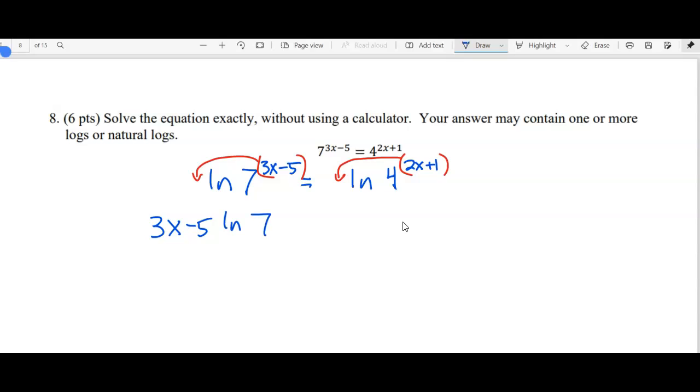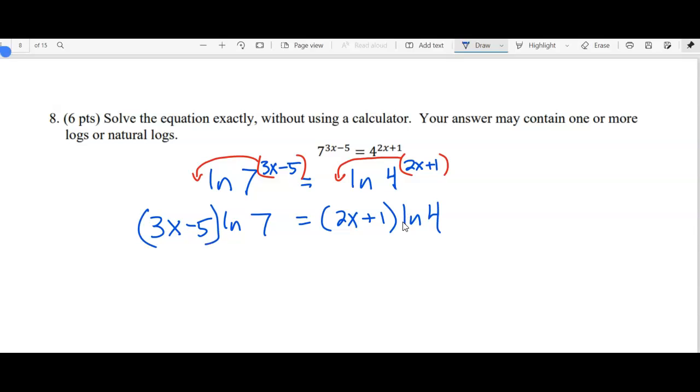And I'm going to write the left side and the right side differently so you can see the need for the parentheses. So on the left side, the 5 is the coefficient of the natural log of 7. But the entire 3x minus 5 was the exponent, so the entire 3x minus 5 should be the coefficient. On the right, the 2x plus 1 is the coefficient correctly. So this parenthesis is critical.